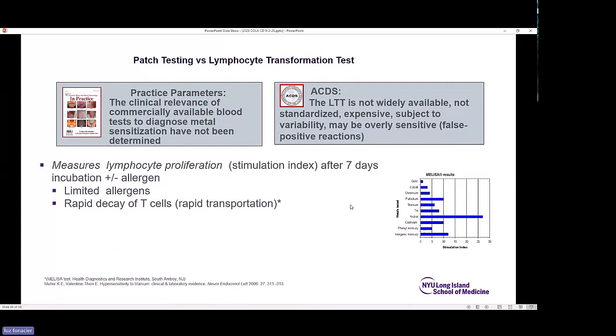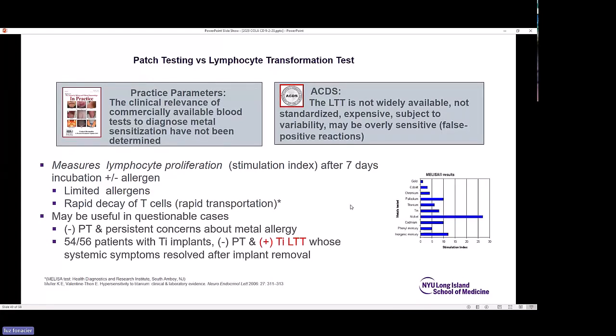Rapid transport is increasingly important. Why? Because you're looking at live lymphocytes that should transform when they're exposed to the metal. So it has to go by FedEx, it has to be in good condition, otherwise you have false negative results. Its relevance is really very limited.